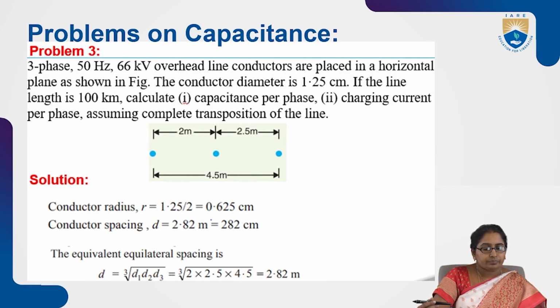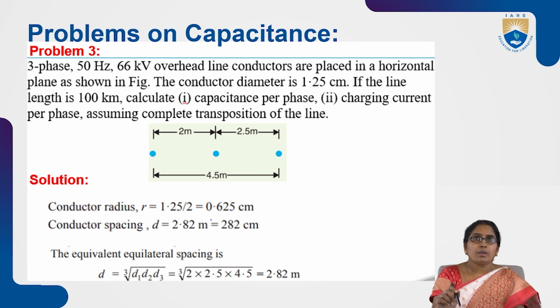Now, a three-phase 50 Hz 66 kV overhead line has conductors placed in a horizontal plane, as shown in the figure. So the three-phase line operates at 66 kV, which is the given line voltage, that is, the line operating voltage.